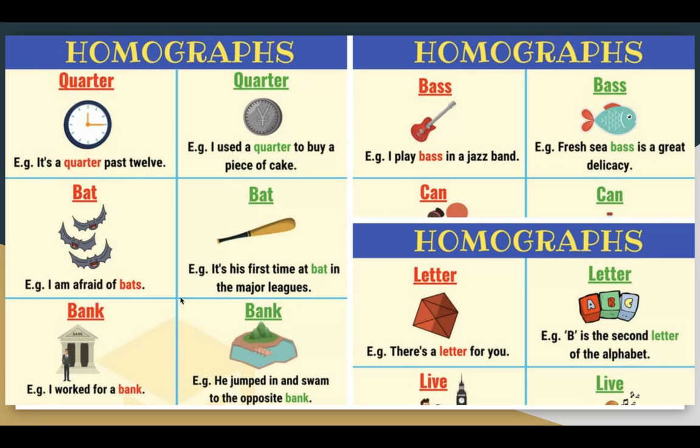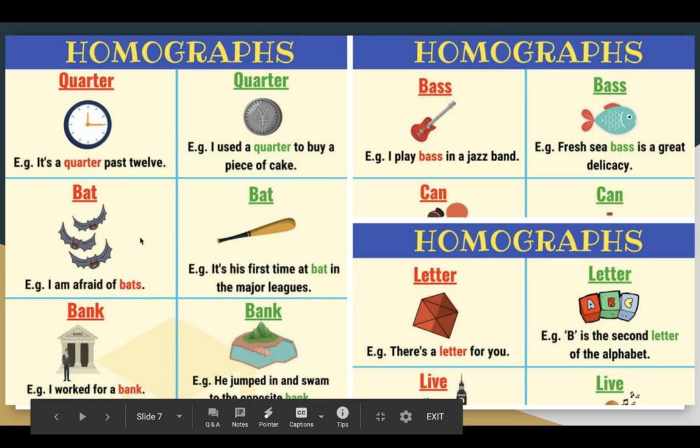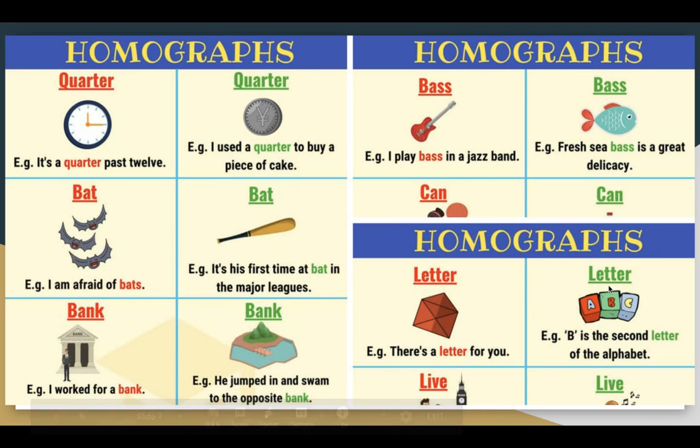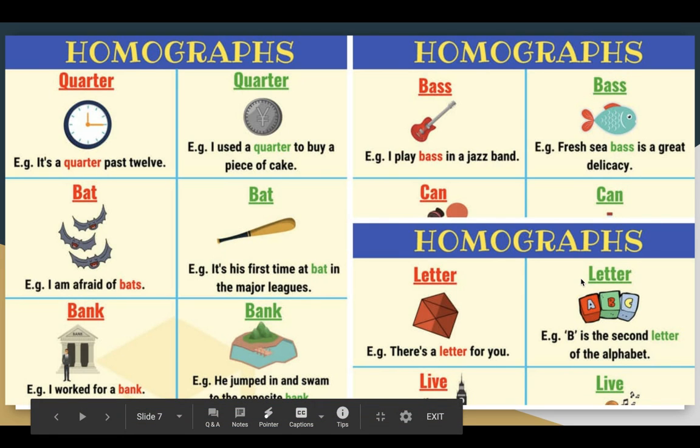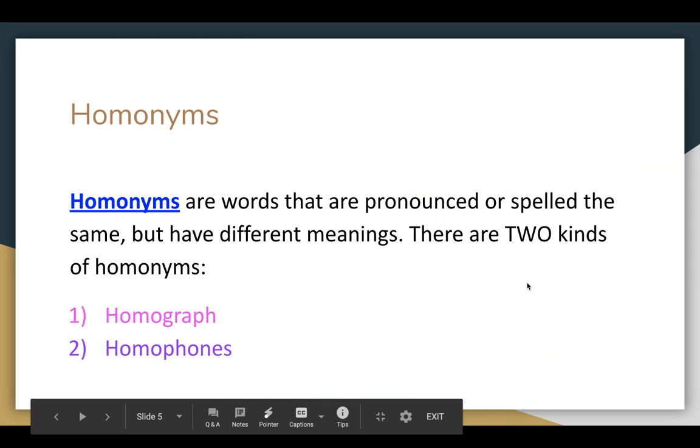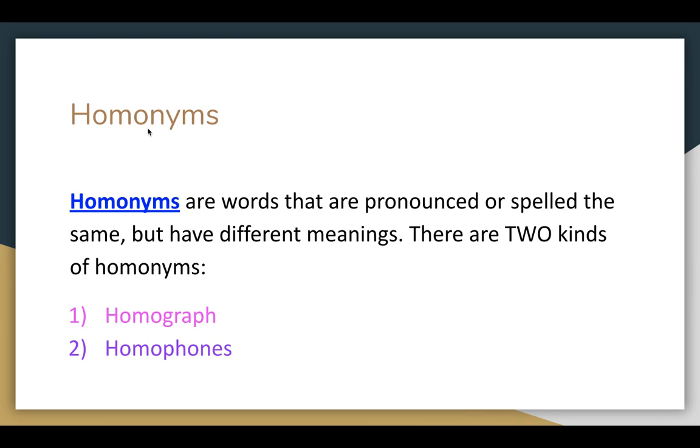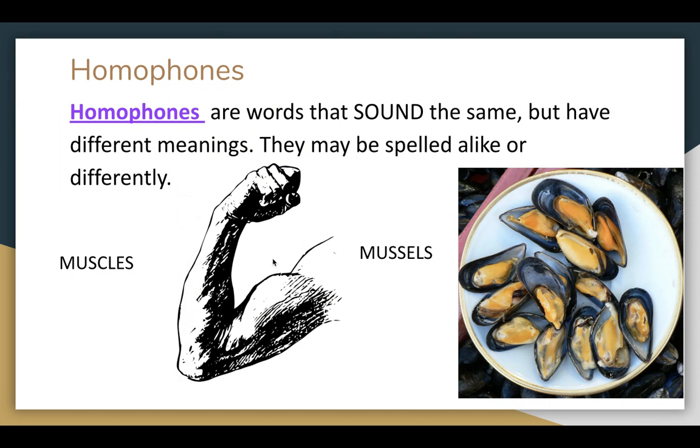So going back to this homograph chart, bat and bat, bank and bank, can and can, letter and letter, they can all be homophones too. So it just is a little weird here and there, but they can be homophones as well. Just know that both of them fall underneath the homonym. Okay, and they are words that are pronounced or spelled the same, have different meanings.